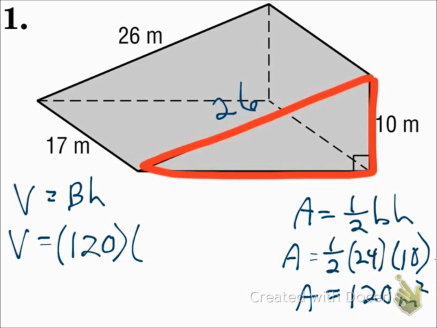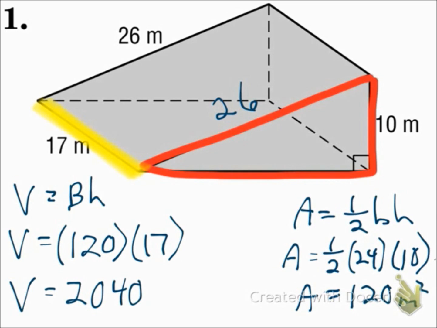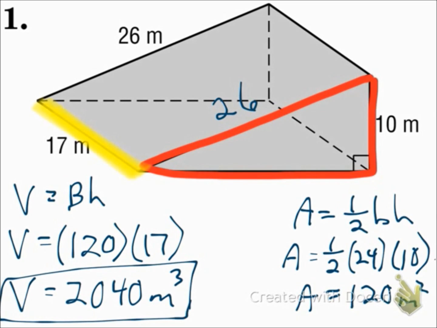The height of the prism is the distance between the bases, and that will be your 17. So the total volume is 2,040 meters cubed. So the base was a triangle, had to find a side of the triangle there. So use the Pythagorean theorem and then substitute it all in.